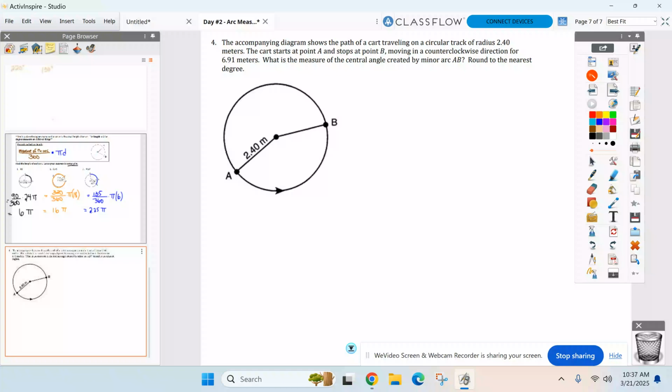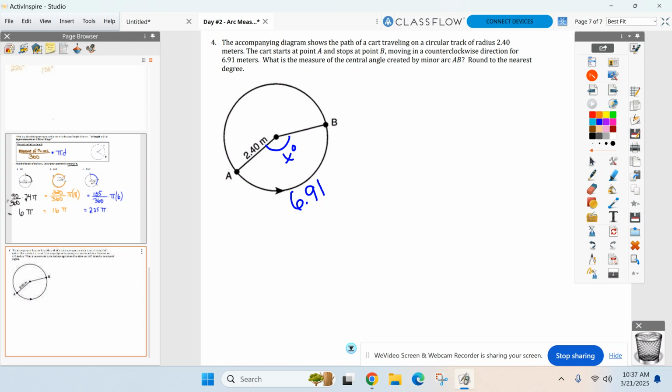It's moving counterclockwise, 6.91 meters. So it's telling me the distance now. Everyone's seeing this. It's telling me the distance because I'm going to hit you up on these on the homework tonight, and I want to make sure you're ready for it. What is the measure of the central angle created by the minor arc AB? Oh, so now I'm actually finding that angle measure.